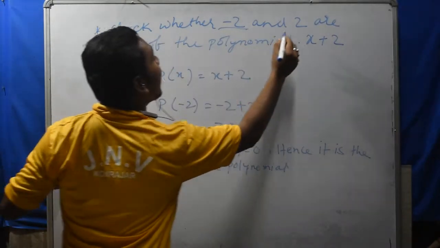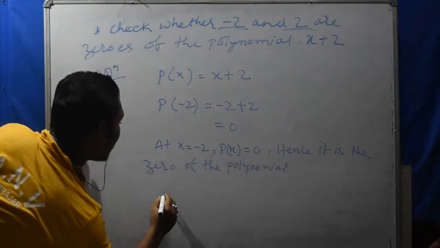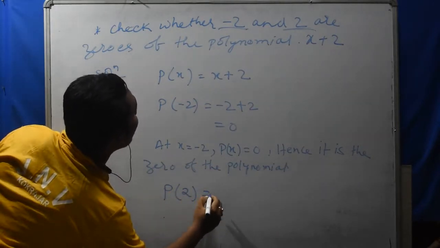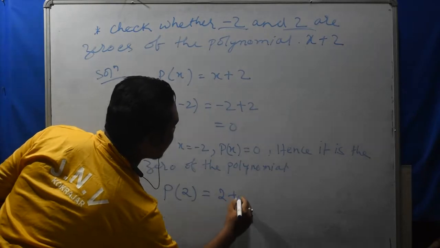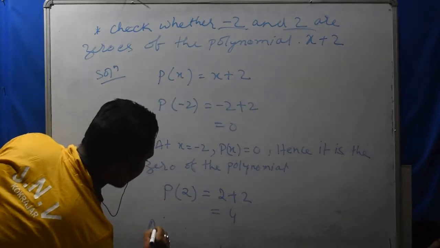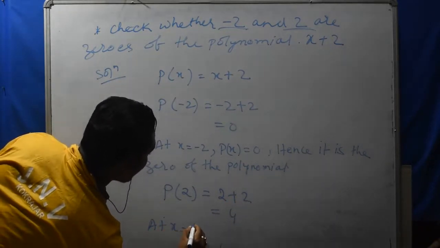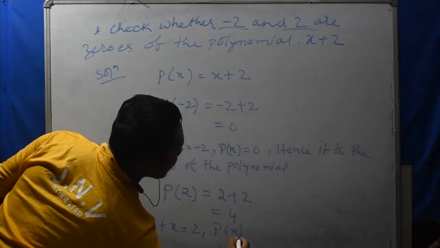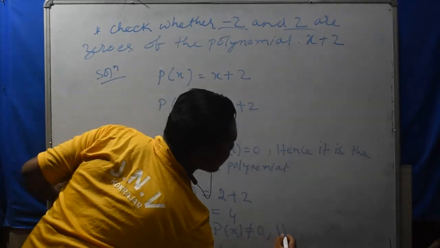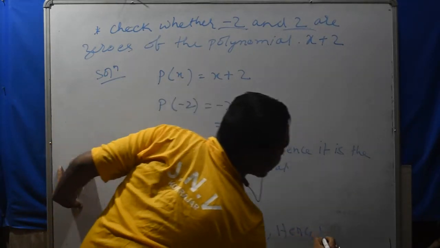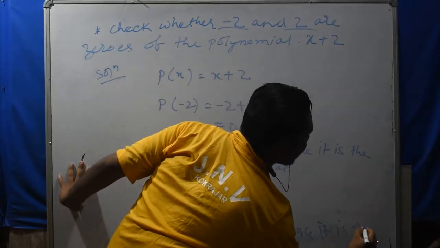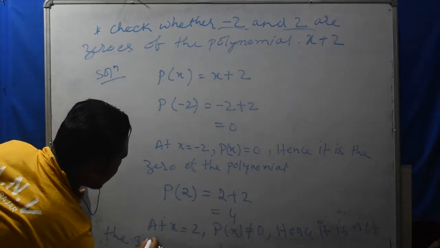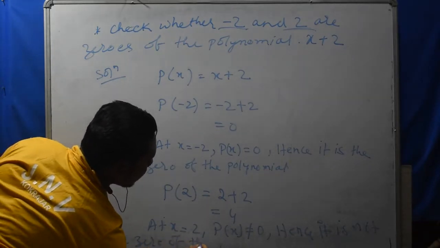But again we have to check for 2. p(2) is equal to 2 plus 2, which is equal to 4. At x equal to 2, p(x) is not equal to 0. Hence it is not a zero of the polynomial.